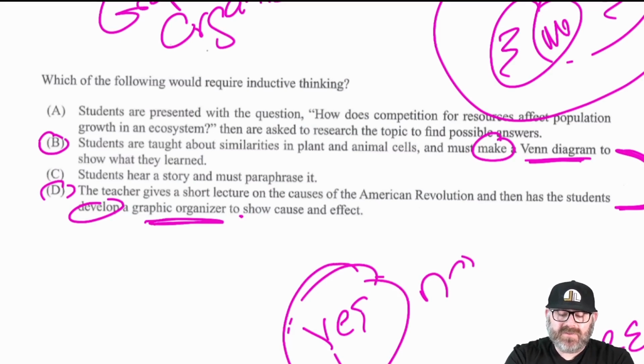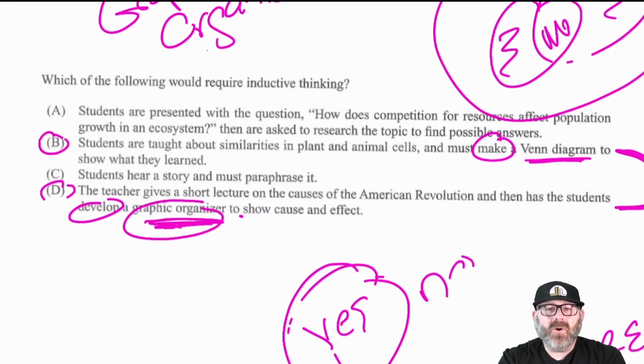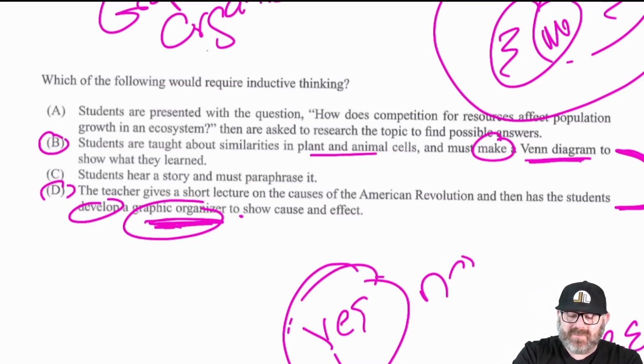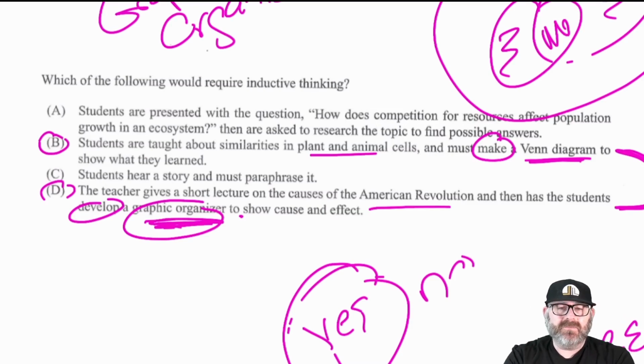One literally says Venn diagram, and the other one doesn't give a name to the specific activity. It just says graphic organizer, where they're both comparing things. Think about this for a second. If you're taking a certification exam and two answer choices basically talk about the same thing, just different contexts. One's talking about plant and animal cells, and one's talking about the American Revolution. But at the end of the day, they're both using a graphic organizer.